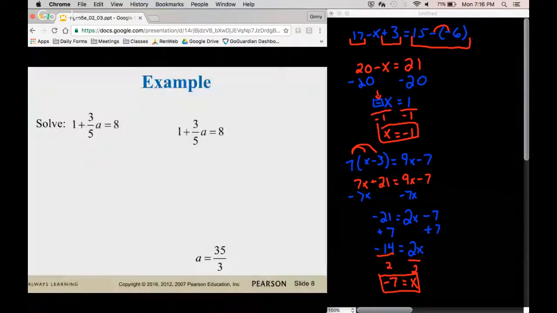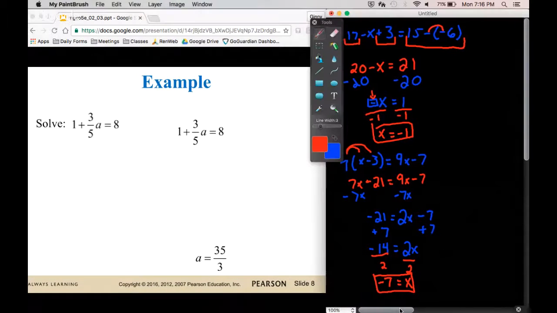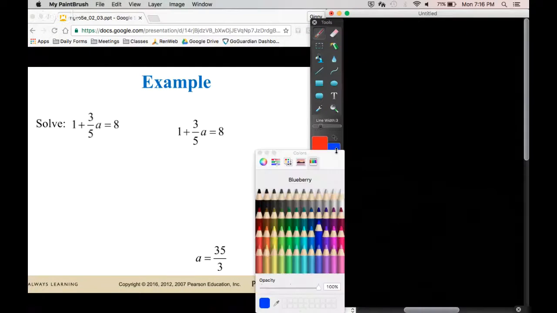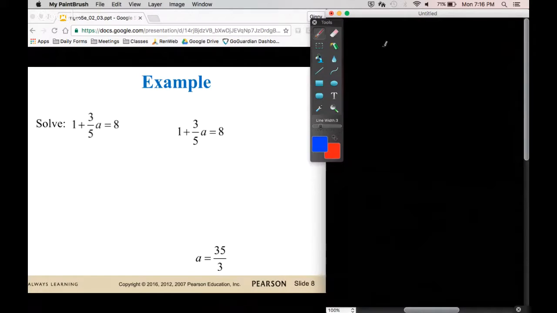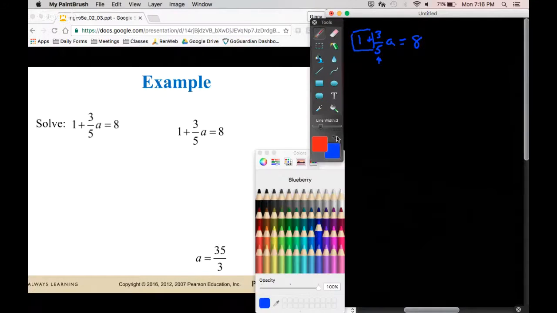All right, so what do you do if you have a fraction? The first thing that you do when you have a fraction is you don't freak out because there's a fraction. So in this case, you have 1 plus 3/5 a equals 8. The easiest way to start this, instead of dealing with the fraction, is to get the plus 1 to the other side of the equation. That's where I would start.